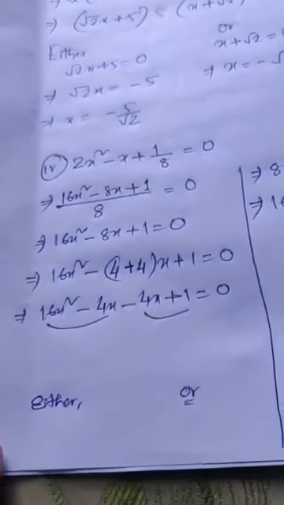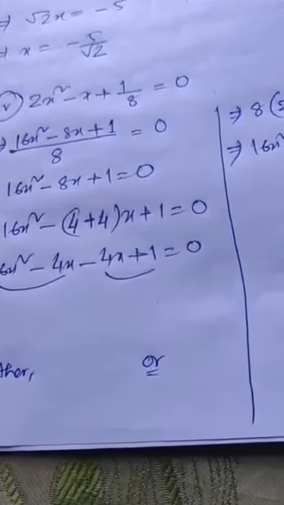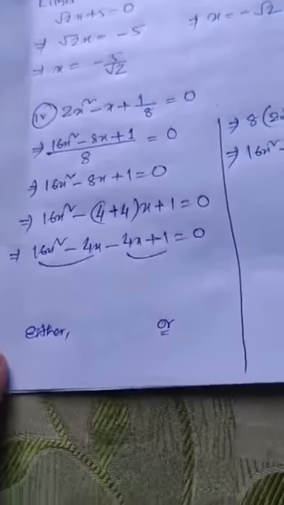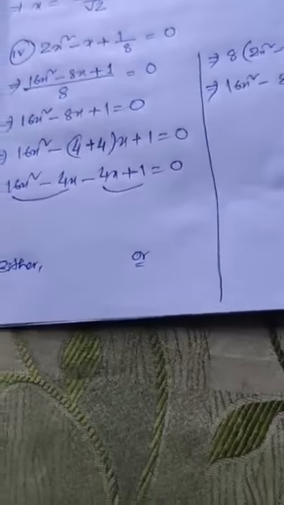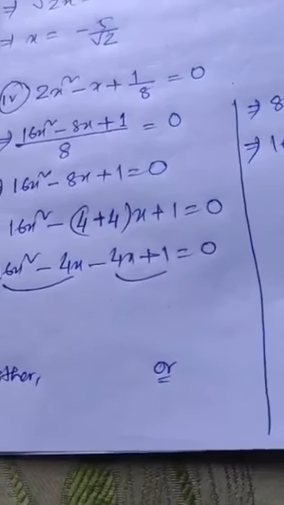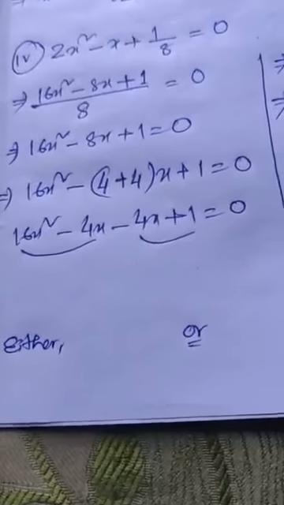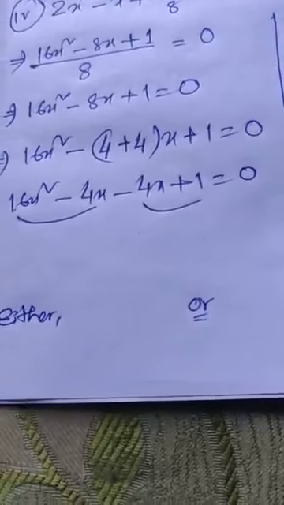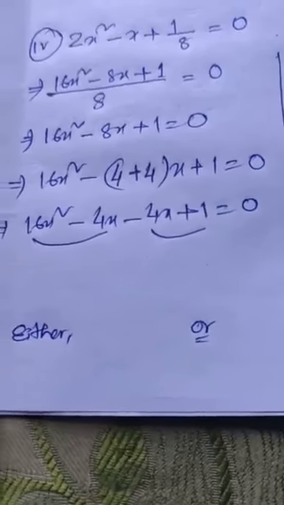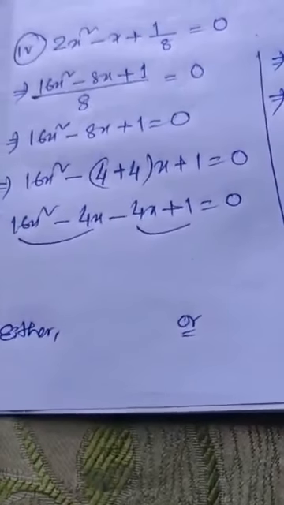Okay, now next, Roman number 4. In this equation, we have 2x square minus x plus 1 by 8 equal to 0. Here the constant is in fraction. So we can do this in either way. What is the first way? First way is very simple. You can take LCM. LCM, I guess I don't need to explain to you.